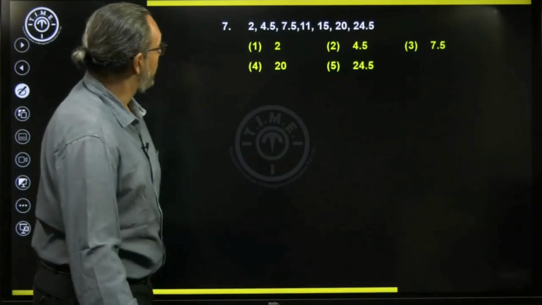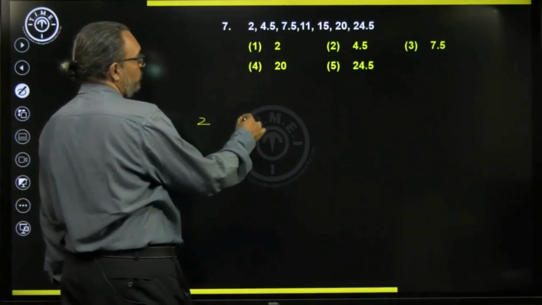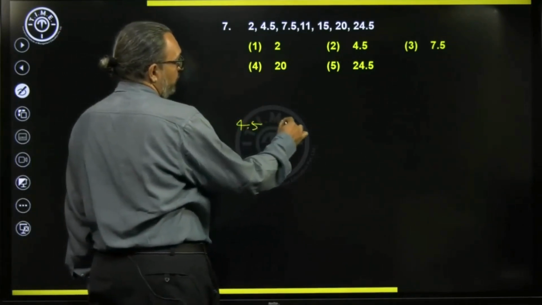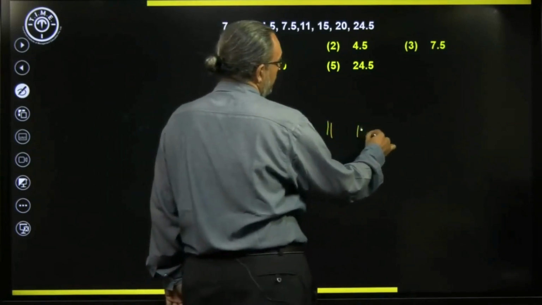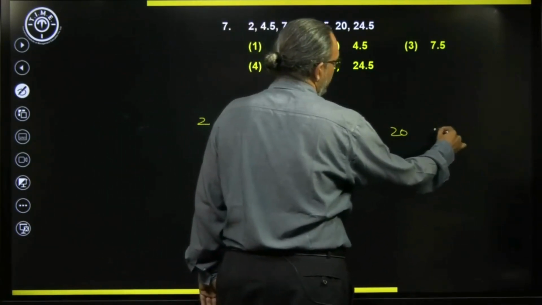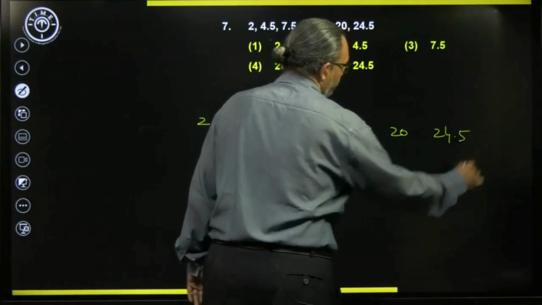Then next we have 2, 4.5, 7.5, 11, 15, 20 and 24.5.